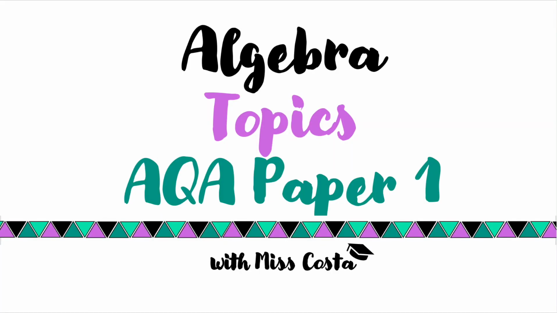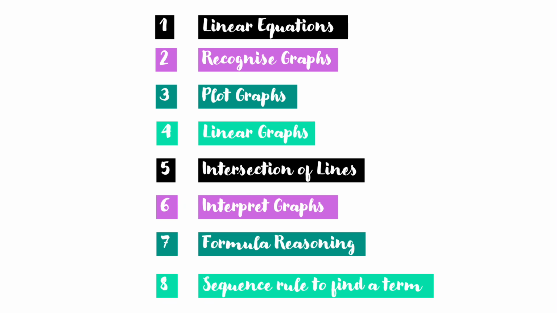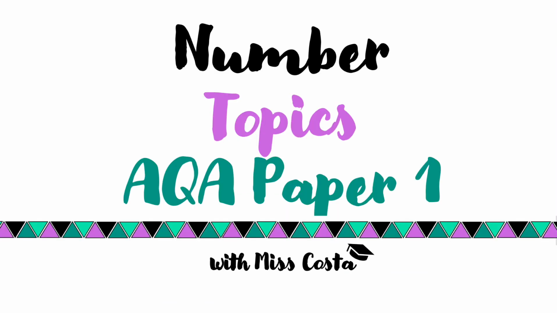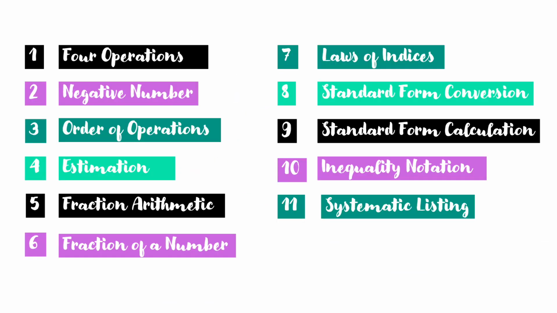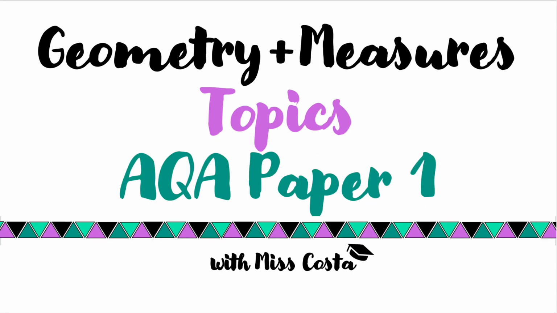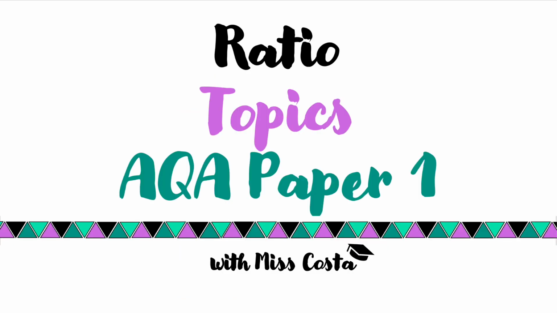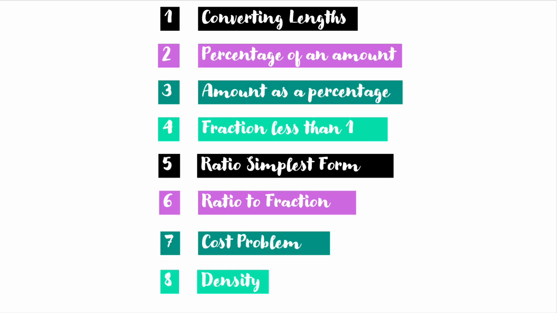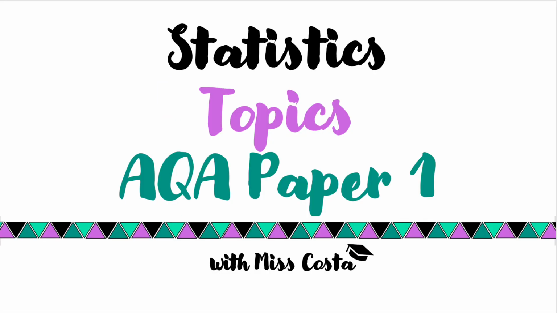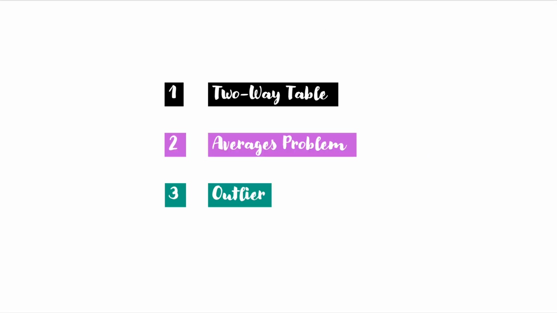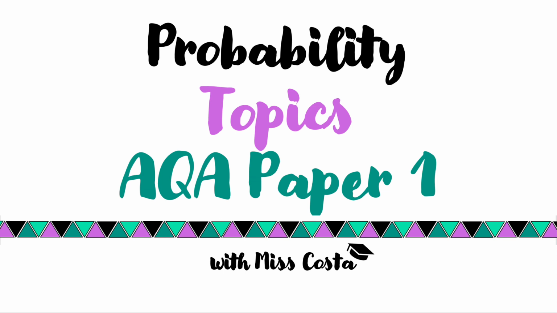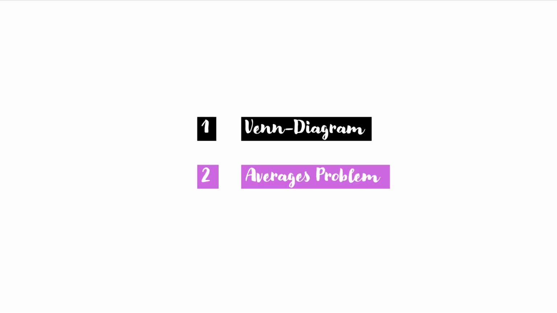Okay, so just to give you a quick idea of the topics coming up, I'm going to let these slides play and you can see the algebra topics, the number topics, the geometry and measures topics, ratio, statistics and probability. Now the video is going to play in this order, so you might want to skip to a certain section if you know statistics is your area of weakness, or you might want to watch the video the whole way through. As always, if there's a particular topic you need extra help on, let me know and I'll make a video for that separately.